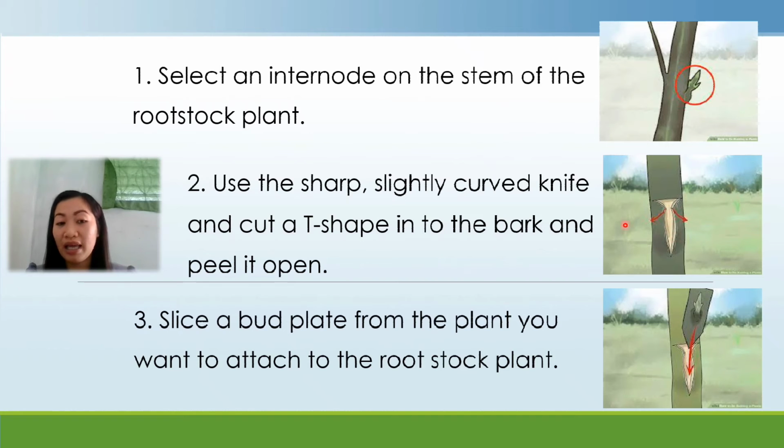And then the third is you have to slice a bud plate from the plant you want to attach to the root stock plant. Say this is an example. This is what we call the bud, and this is the root stock of the other plant. So this time we will attach these two.